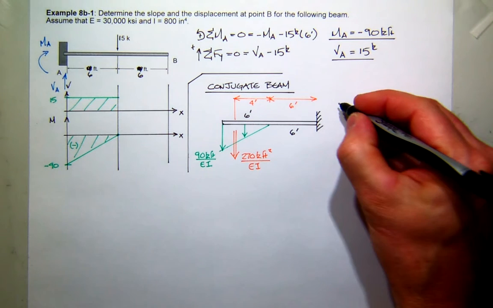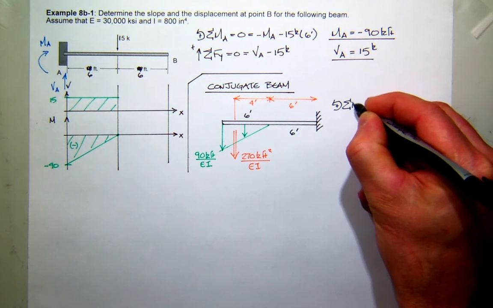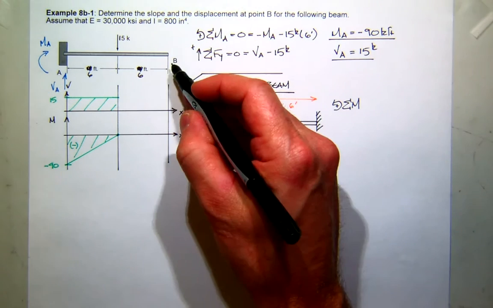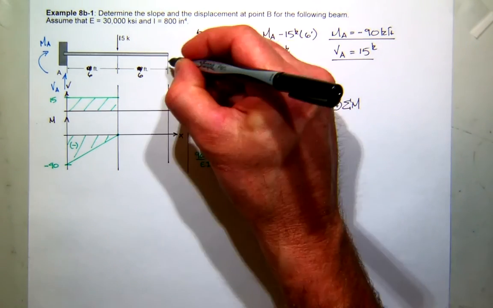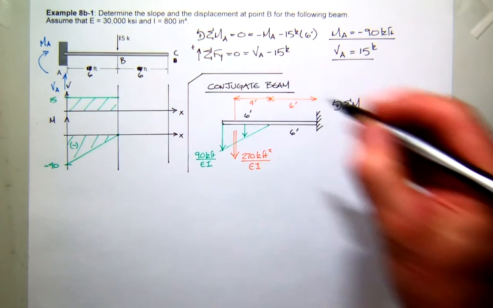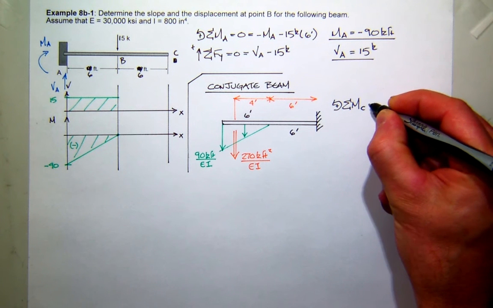So now I can come in this space and I'll just simply sum the moments at, I called it B here, but to match your other problem, I think this is C and this is B. So I'm going to sum moments at C.